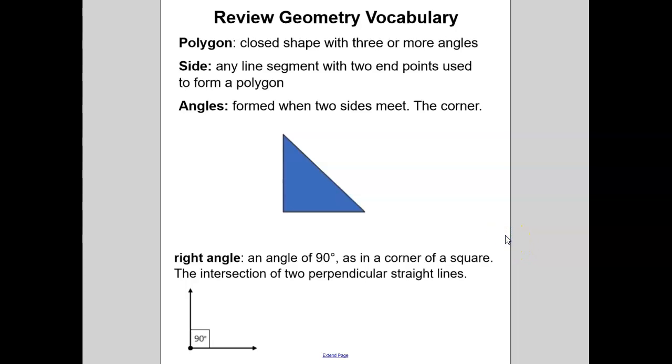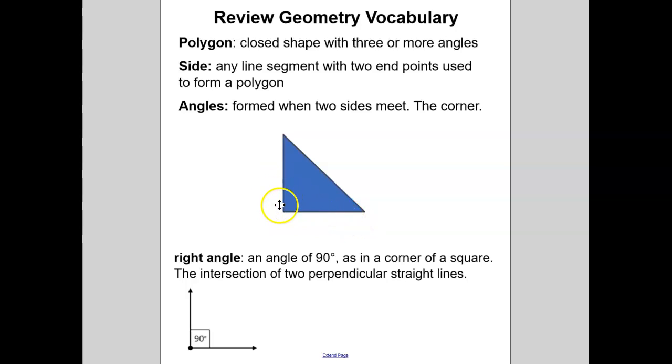As I mentioned, today we're going to learn about a very special type of angle called a right angle. A right angle is an angle of 90 degrees, like the perfect corner of a square or rectangle. It's the intersection of 2 perpendicular straight lines. So it's where 2 straight lines that are perpendicular come together.